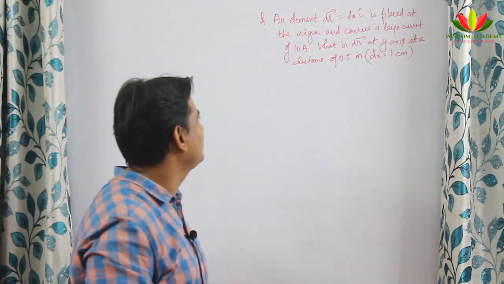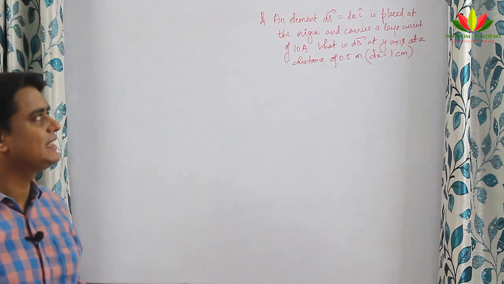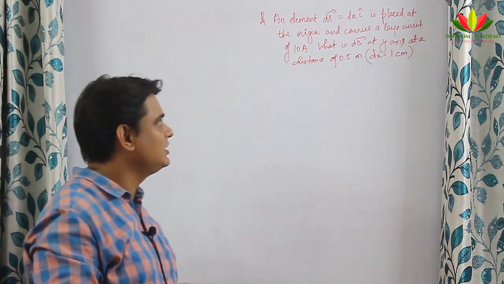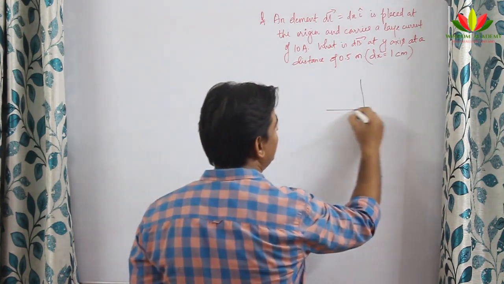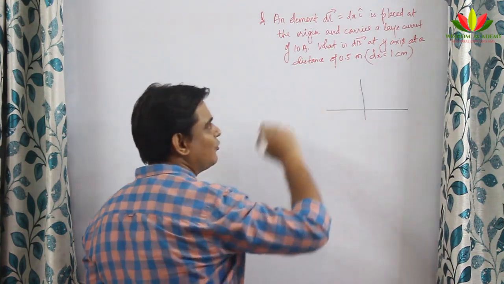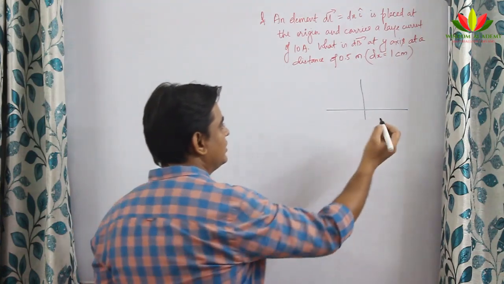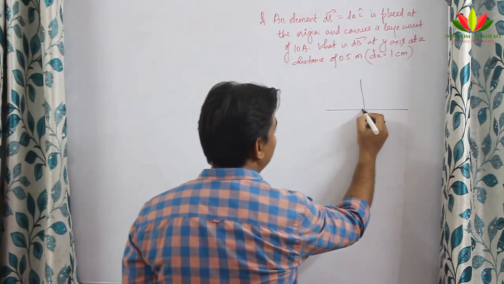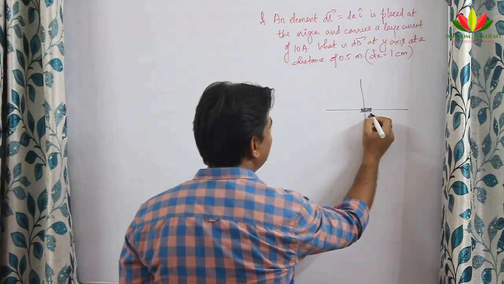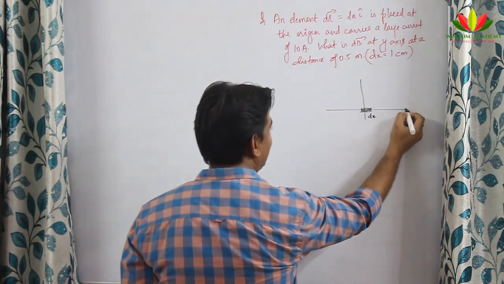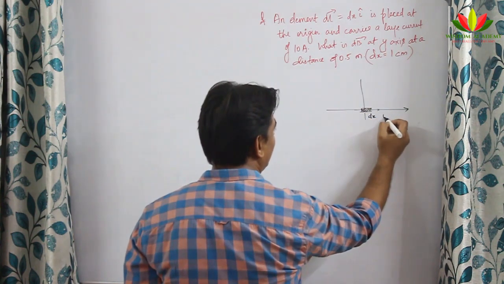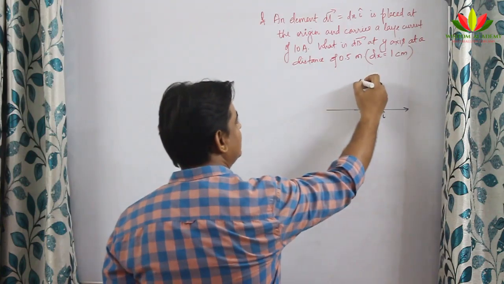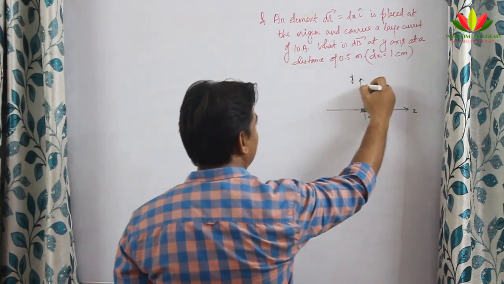Let us see one question based upon this. An element dl equal to dx i cap is placed at the origin and carries a large current of 10 ampere. What is the magnetic field on the y axis at a distance of 0.5 meter? So here I have some element, let that element be dl at the origin, equal to dx i cap, which means the current is flowing from here to here. This is the x axis, this is the y axis, and here it will be j cap.